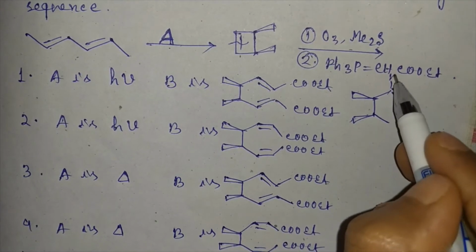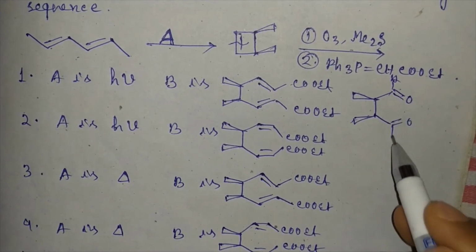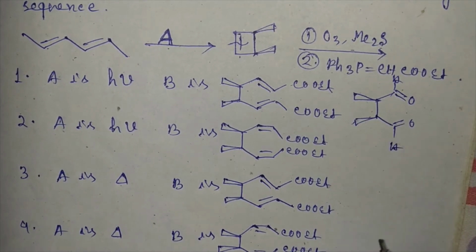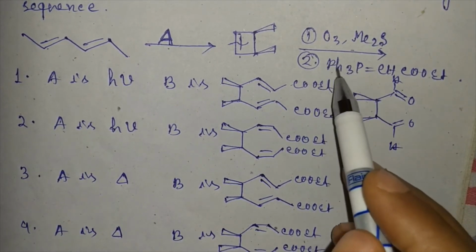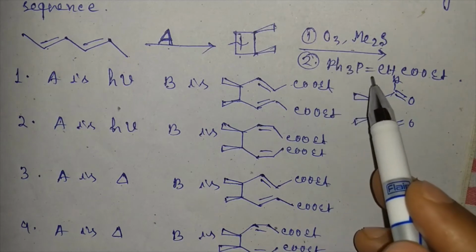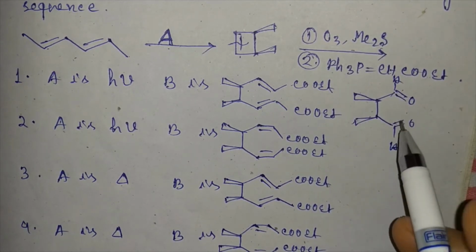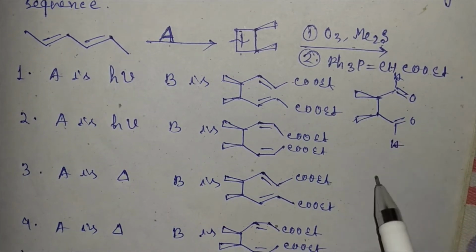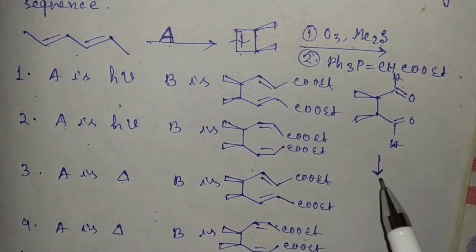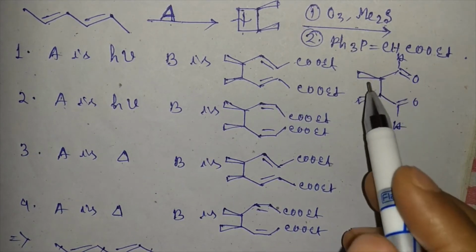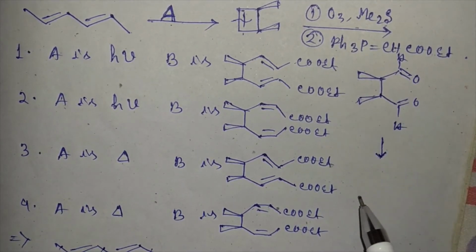Double bond OH, double bond OH. After ozonolysis, this will be formed, and if excess of this phosphonium ylide reacts with this molecule, it will give the alkene. So alkene will be formed.